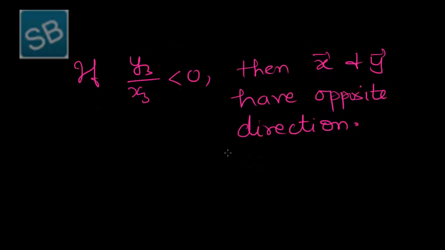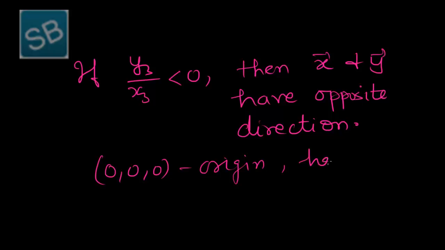And what about the direction of the origin vector? The origin vector has no direction. So that was all about the direction of two vectors.